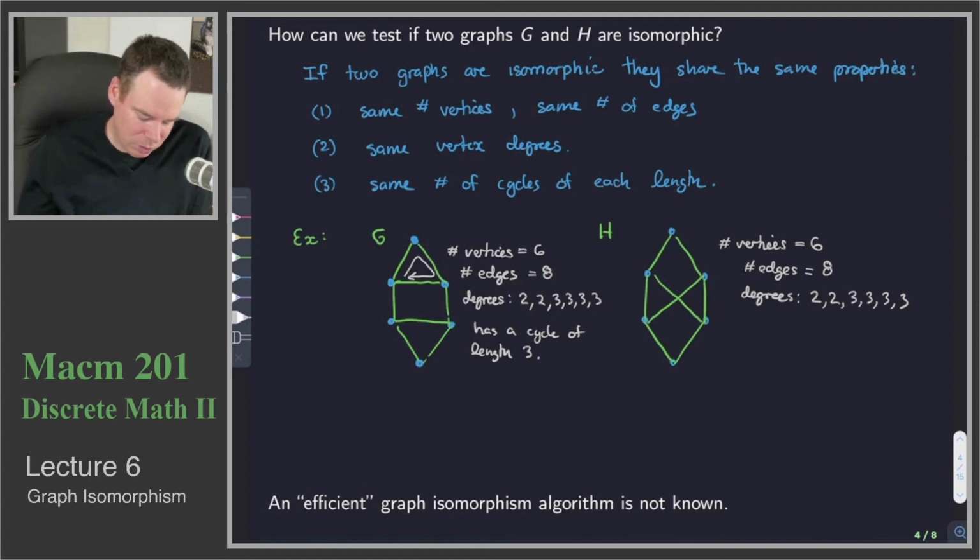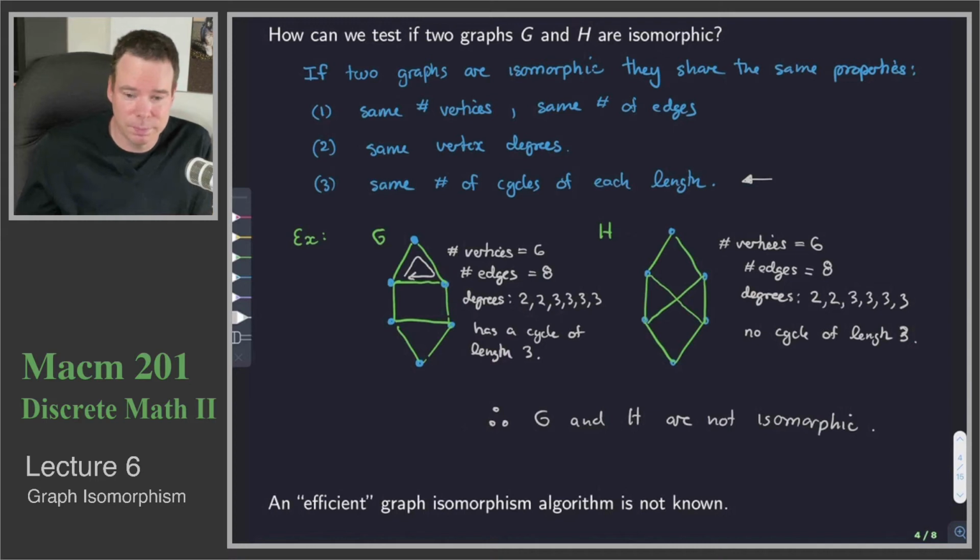But if I look at H, there are no cycles of length 3. There are no 3 vertices which make a triangle. So no cycle of length 3. Because one of our properties up above, namely this one here, says that if they're isomorphic, they're going to have the same number of cycles of each length, then therefore G and H are not isomorphic. They really do have different structure.